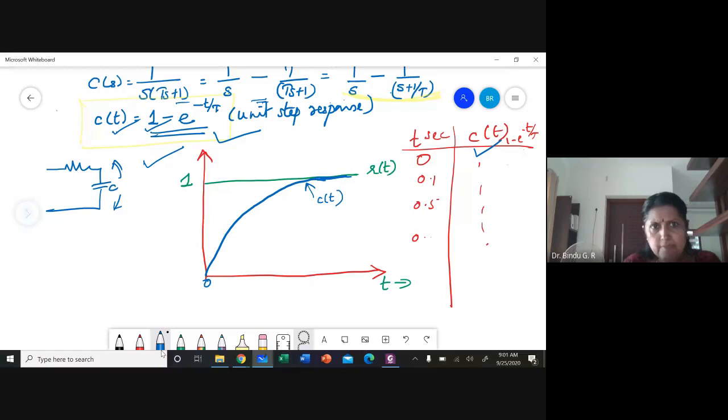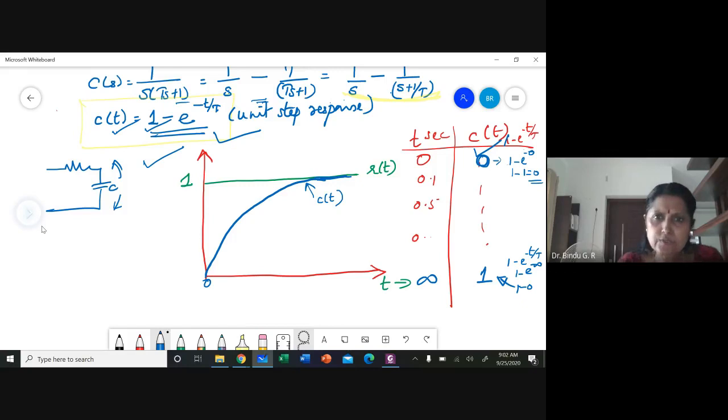Now substituting this, when t is equal to 0, you get 1 minus 1. When t is equal to 0, what is the value of Ct? 0. 1 minus 1, 0. When t is equal to infinity, what is the value of Ct? 1. 1 minus e raised to minus t by T. 1 minus e raised to minus infinity is 0. 1 minus 0, you get 1. Here, Ct is equal to 1 minus e raised to minus 0. That is 1 minus 1, which is 0. So, in between you have an exponential increase.